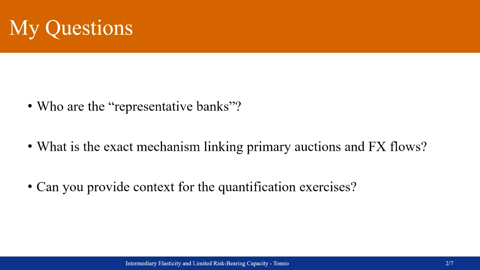So the three questions I have are really: who are these representative banks that we're talking about? What is special about them? I would like to get a little better understanding there. Second question is, what is the exact mechanism in this instrumental variable regression that links primary auction and FX flows? And thirdly, I would love some more context for the boundaries of these quantification exercises.